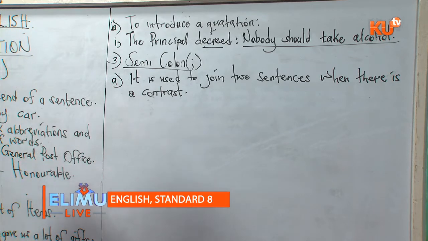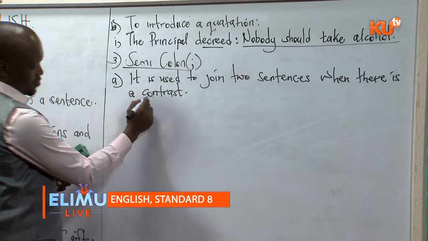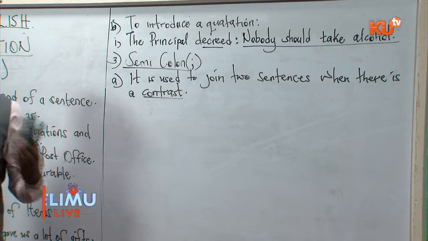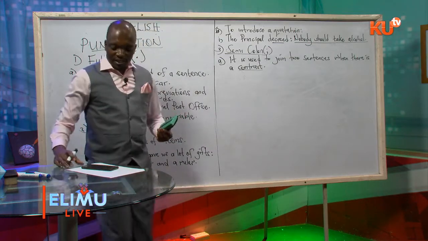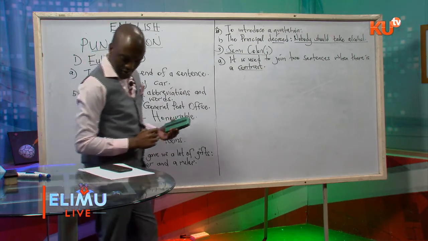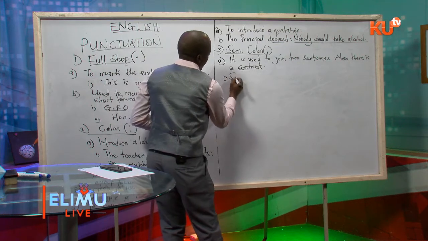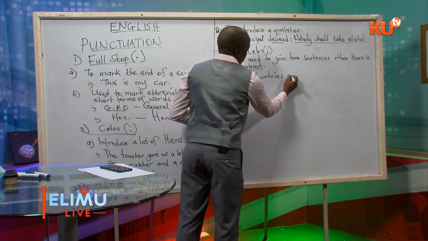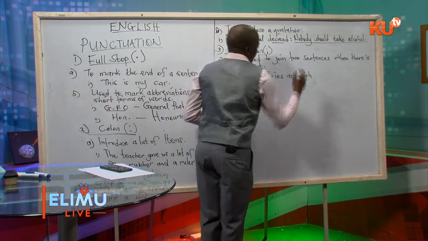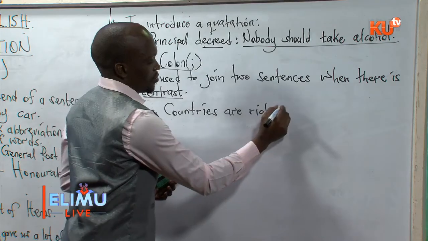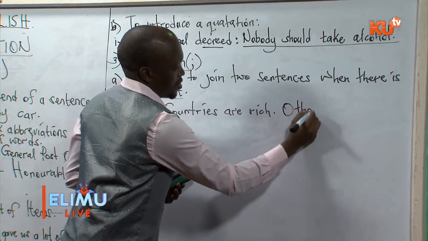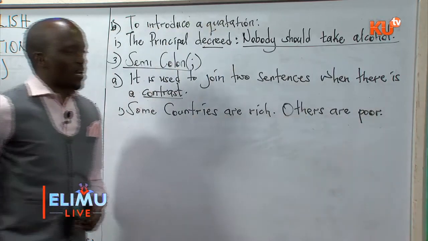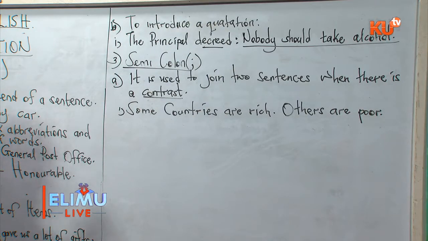And I know the only new word that could be in this sentence here is contrast. Contrast meaning that one part of that sentence is positive, another part of that sentence is negative. An example of such a sentence is: some countries are rich, others are poor. Like the opposite of rich is poor.